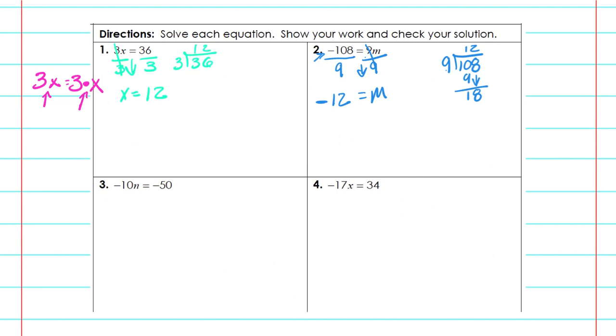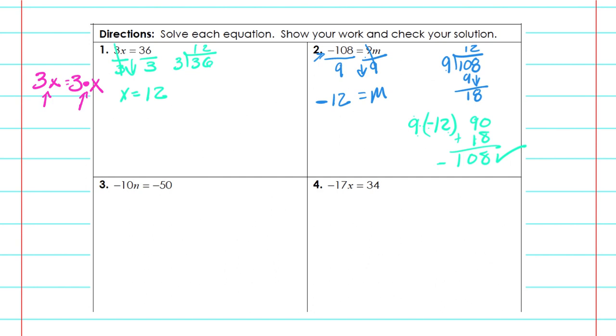Now a way to prove that, if we want to check our solution, we're going to go 9 times negative 12. I'll put that in parentheses. If 9 times negative 12 is negative 108, we are correct. Well, let me do it this way: 9 times 10 gives me 90. 9 times 2 gives me 18. 90 plus 18 is 108. And I know, since I have one negative sign, I'll need it with the answer. It is negative 108. That is how we can check our solution.